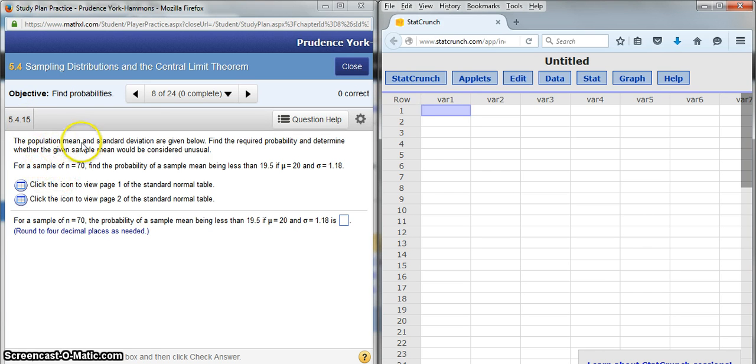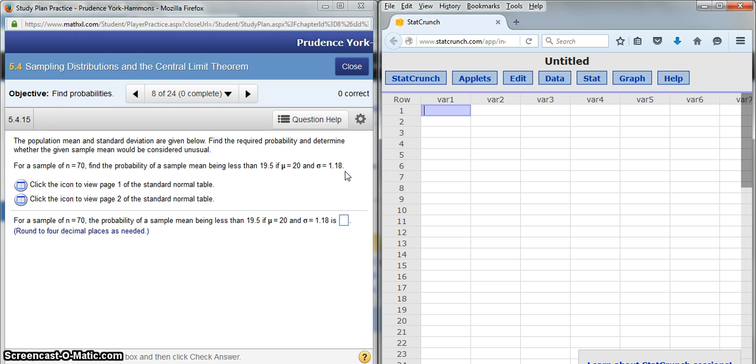It says the population mean and standard deviation are given below. Find the required probability and determine whether the given sample mean would be considered unusual. So we took a sample of 70, from a population that we already know the mean and standard deviation for. We want to find the probability of a sample mean being less than 19.5 if the population mean is 20 and the population standard deviation is 1.18.